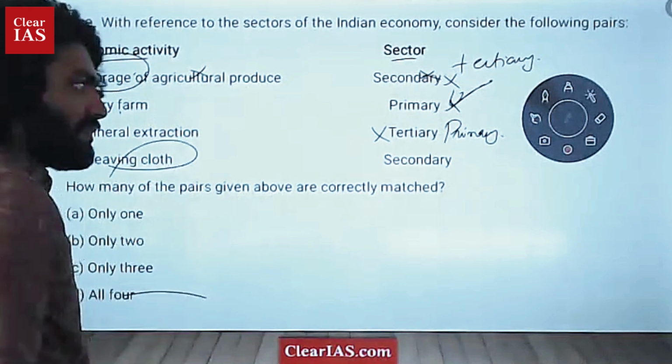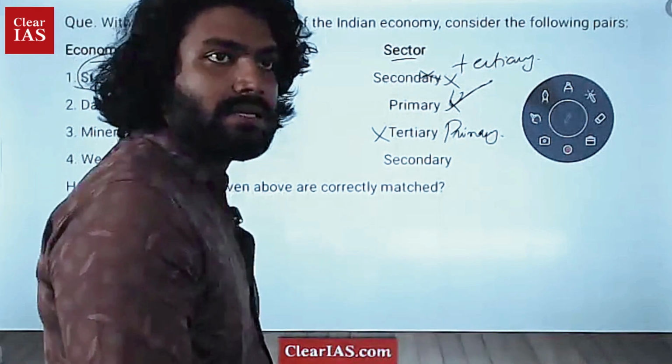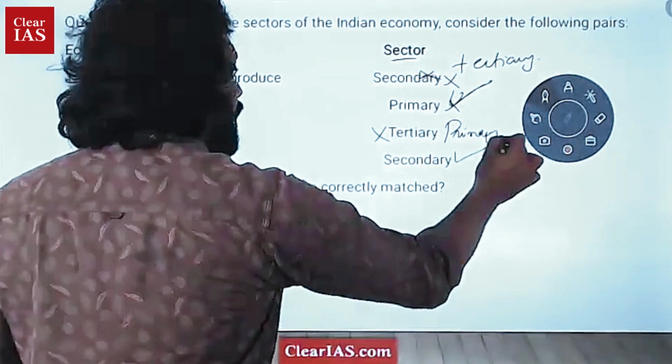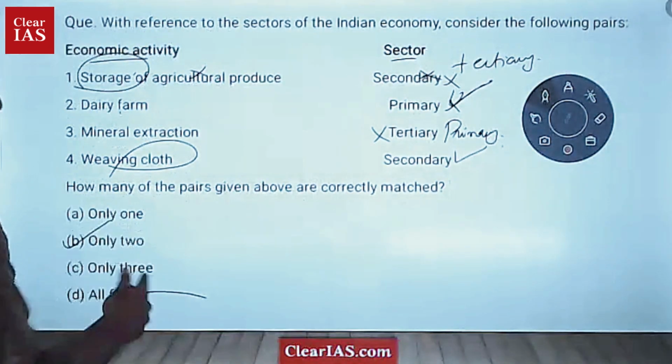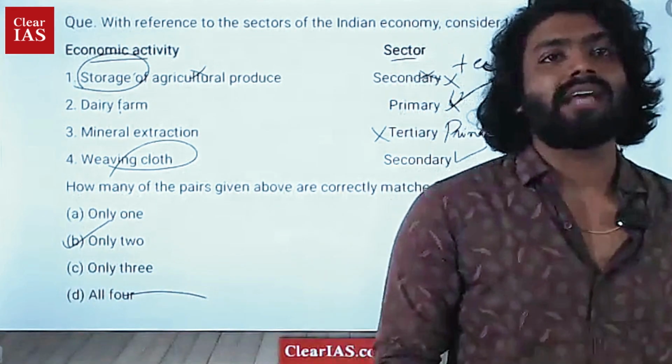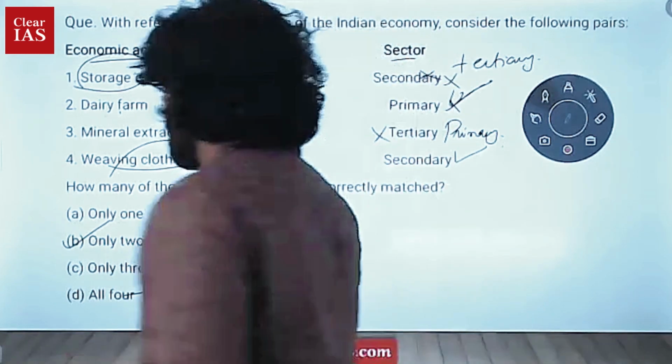Weaving, something is converted into a product. A raw material is converted into cloth, that is secondary. So the answer is only 2. Very, very simple question. Go back to the basics, go back to NCERT. Okay.